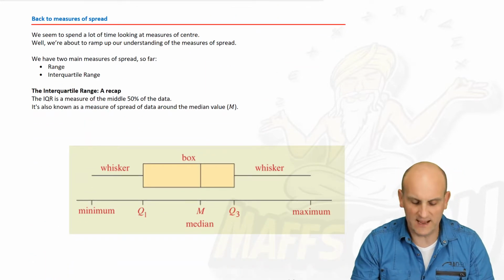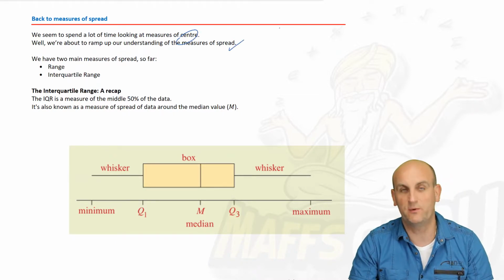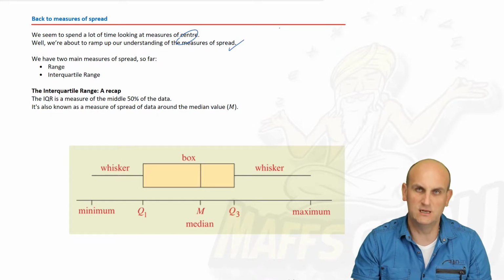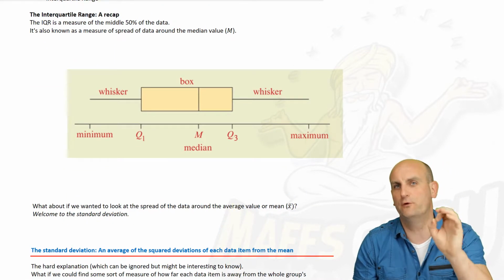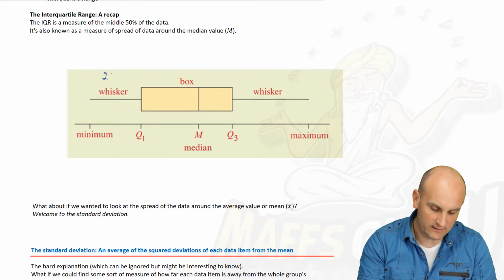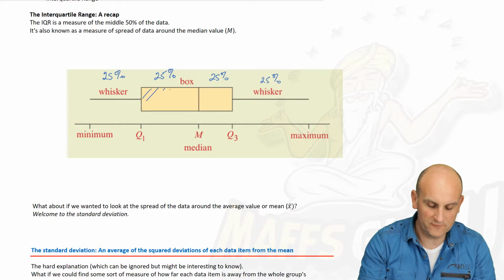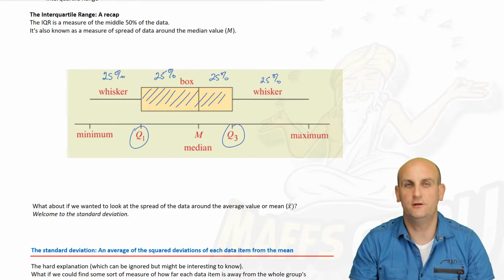Now, back to measures of spread, ladies and gentlemen. We've spent a lot of time looking at measures of center. We're going to go back to measures of spread. And we've said we can have the range, which is the difference between the biggest and the smallest value, and the interquartile range. Now, what was the interquartile range? We have a bit of a recap here with the most beautiful box plot. But remember the box plot. The box plot splits our data into sections of 25%. And the interquartile range, if you remember, was that middle 50%. We wanted to look at the difference between the highest part of that and the lowest part, Q1 and Q3.